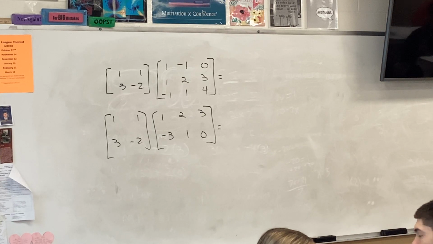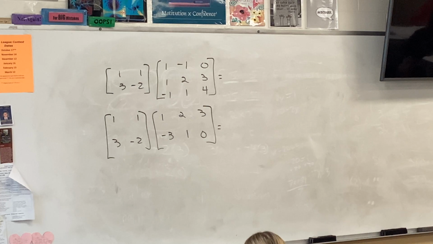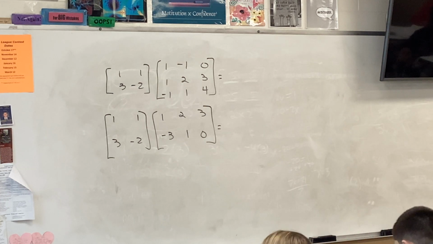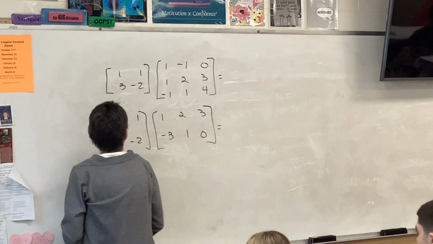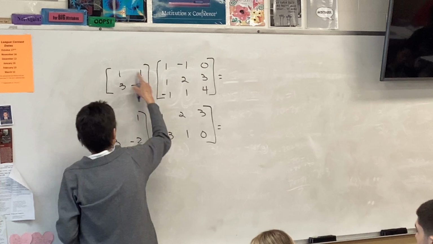You have to make sure that when you write down the dimensions of the matrix, that is how many rows and columns it has, you have to make sure that the inside two are the same. So, what are the dimensions of this matrix right here?